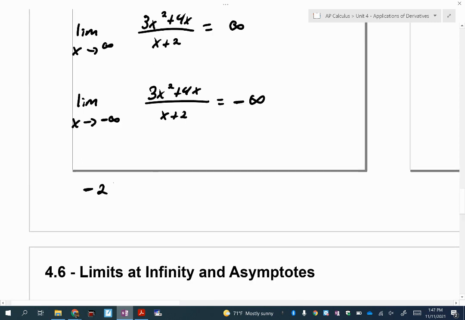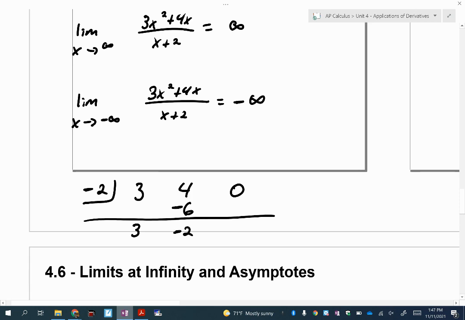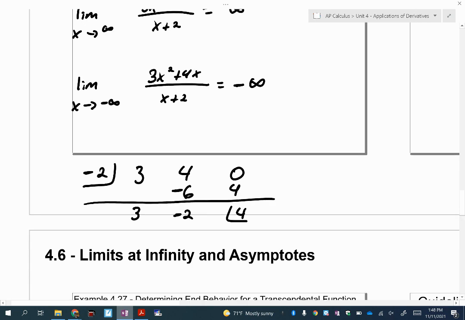So let me do that real quick. Synthetic division. So we put -2 in the corner. We have 3 for x squared, 4 for x, 0 for the constant. Bring down the 3, multiply by the -2, you get -6. Add, you get -2. -2 times the -2 is 4. And so the slant asymptote, I used to always call it SA, is y equals 3x minus 2. All right, so watch what happens when I graph that.